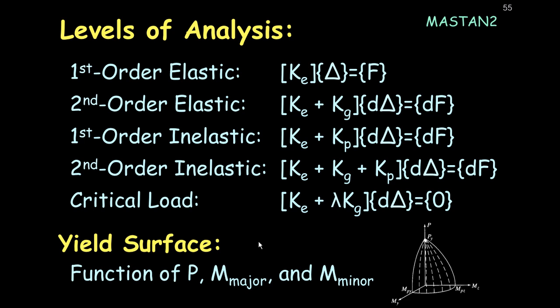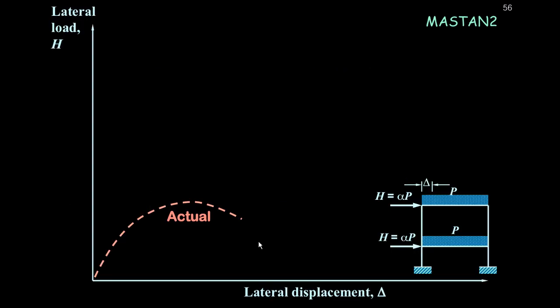Mastan does use a yield surface, so if you're using some other type of program, you need to understand what yield criteria it is using. All right, so we know if we take an actual structure and subject it to a gravity load and a lateral force proportionally, and we monitor, let's say, the lateral displacement versus this applied load, we'll have a response curve in which the structure starts to yield, and eventually it reaches its limit state or ultimate strength, and then it can't take any additional loading.